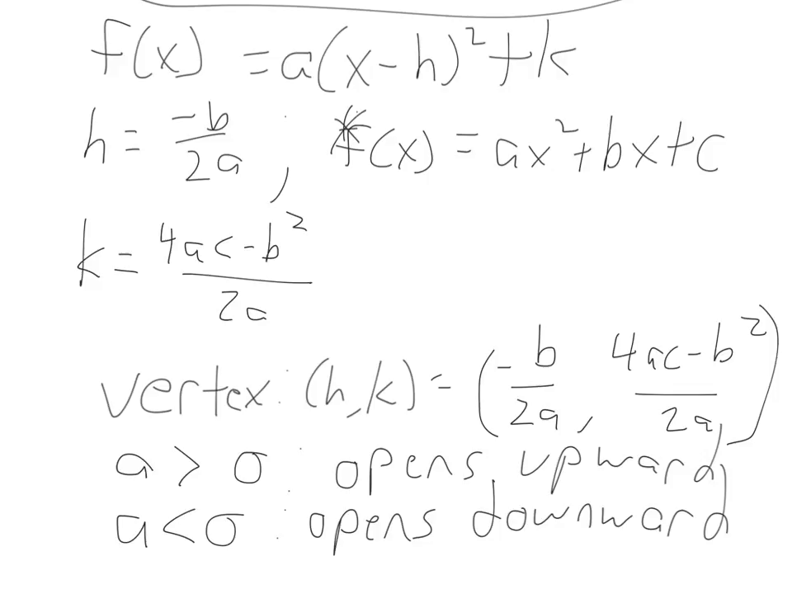Before we move on, I just thought of an easier way to describe the vertex. After you find the x-coordinate, you could just take that x-coordinate and plug it back into your function if you don't like this big long formula, the 4ac minus b squared over 2a. If you want, you could just take this minus b over 2a and plug it into your formula if you don't like that long formula for k, and if you don't like the completing the square process.